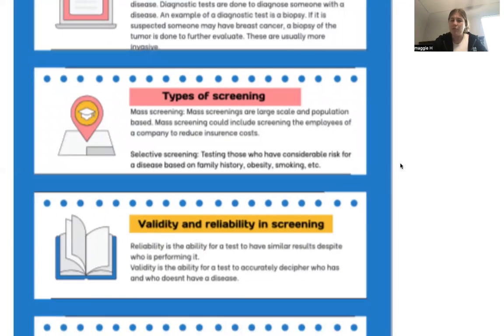And selective screening would be testing those who are considered at risk for disease based on different variables. That could be family history, obesity, smoking, or maybe someone who lives in the Appalachian Mountains might get tested for something like lung cancer because of the amount of coal mining fumes in the area and the amount of cancer diagnoses that are given. So those are the two different types.